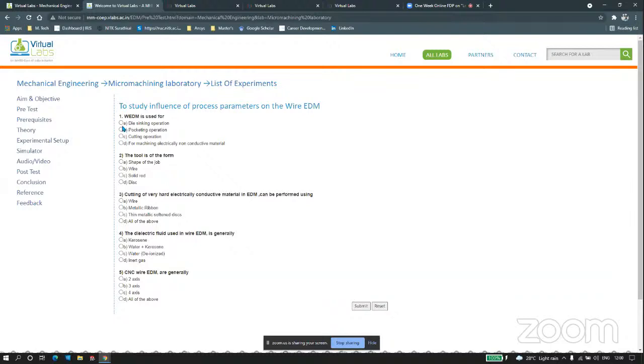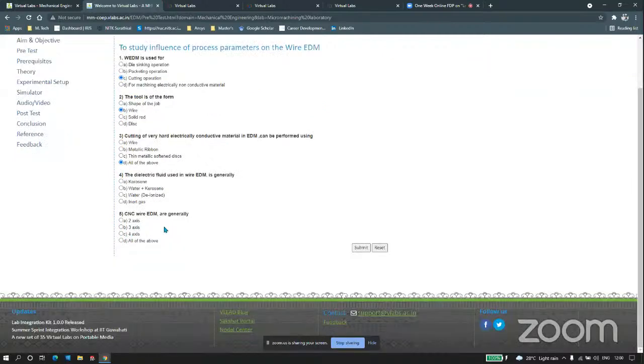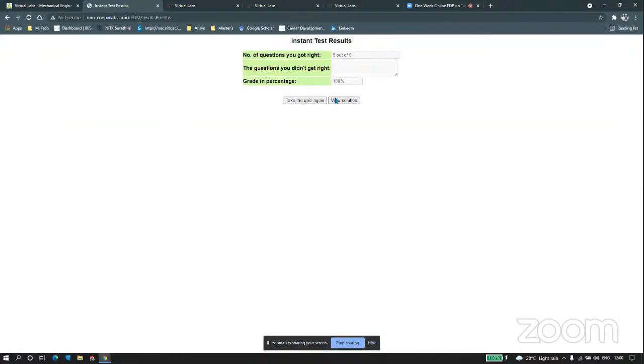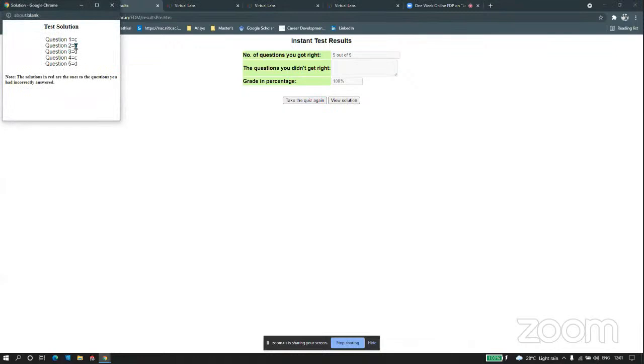So here, the wire EDM process is used for cutting operation, and the tool is in the form of a wire. Cutting very hard electrically conductive material in the EDM can be performed using, I think, all of the above. The dielectric fluid used in the wire EDM is generally deionized water, and in CNC wire EDM, normally it is all of the above, in all axes you can get. So I'll submit the test. You will get the real-time answer. So the answer is correct for all the questions. You can also view the solution. You'll get the answers for the questions.